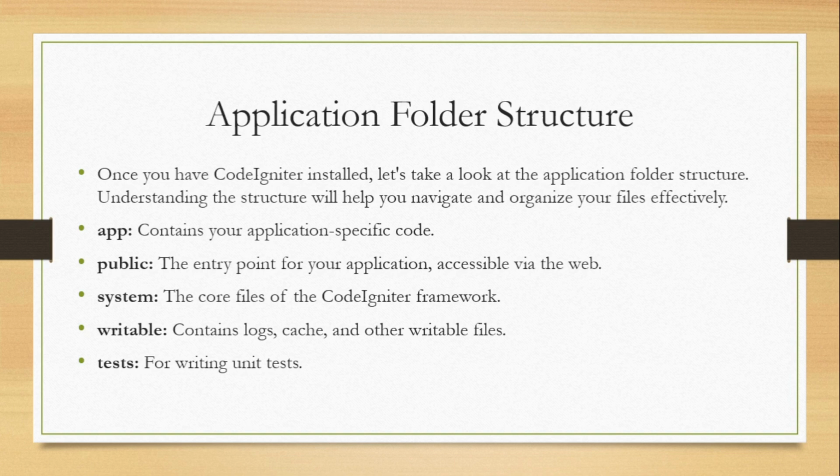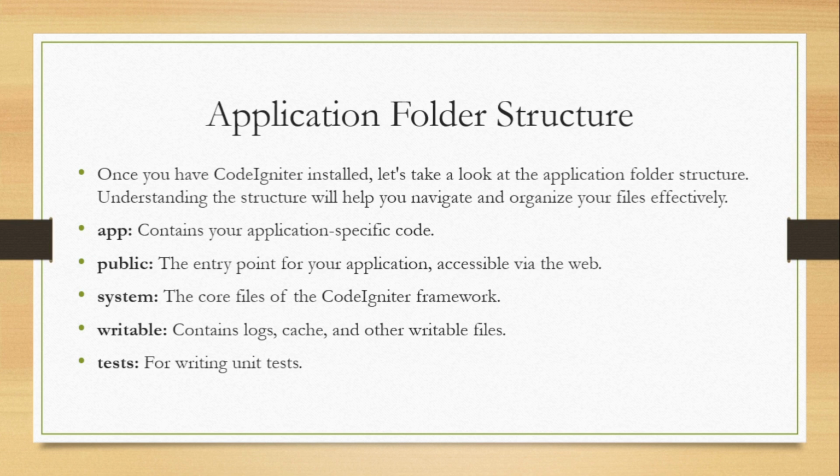Once you have CodeIgniter installed, let's take a look at the application folder structure. Understanding the structure will help you navigate and organize your files efficiently. The first folder you find in your application is app. It contains your application-specific code. It is a very important folder in your CodeIgniter. The whole project depends on the app folder.